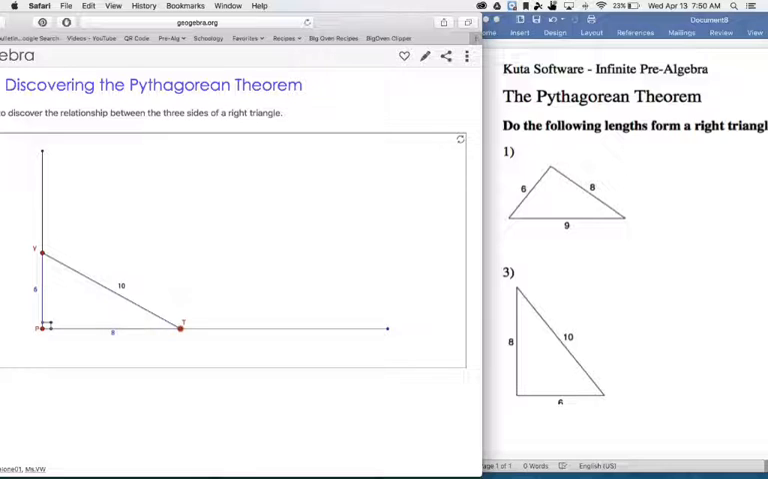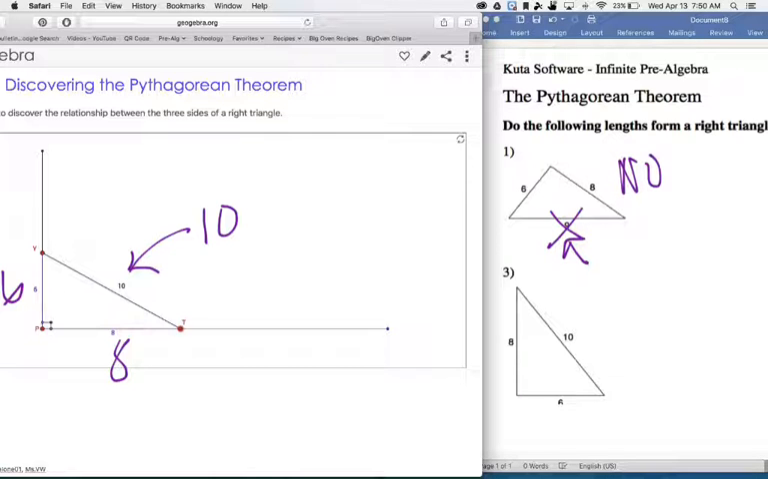And what you'll notice is if I make this side 6 and this side 8, my hypotenuse ends up to be 10. If this is a right triangle, then the hypotenuse must be 10. In our worksheet, it's 9. That is wrong, so this is a no. That side would have to be a 10 for this to be a right triangle. So you'll go through and use the website to answer 1 through 6.